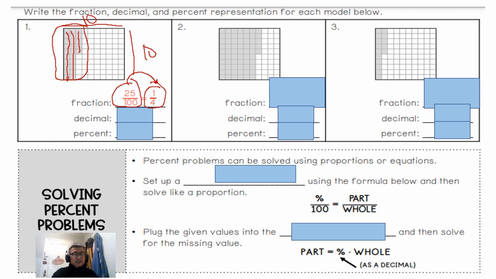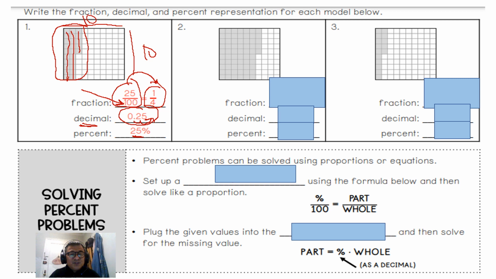Now, I need it to be a decimal. How can it be a decimal? Guess what? It's already in the hundredths place, so how do you write that? 0.25. Now, to make it percent, 2 places to the right, 1, 2, that is now 25%. Okay, the next one, try it, and then I'll show you the answers.